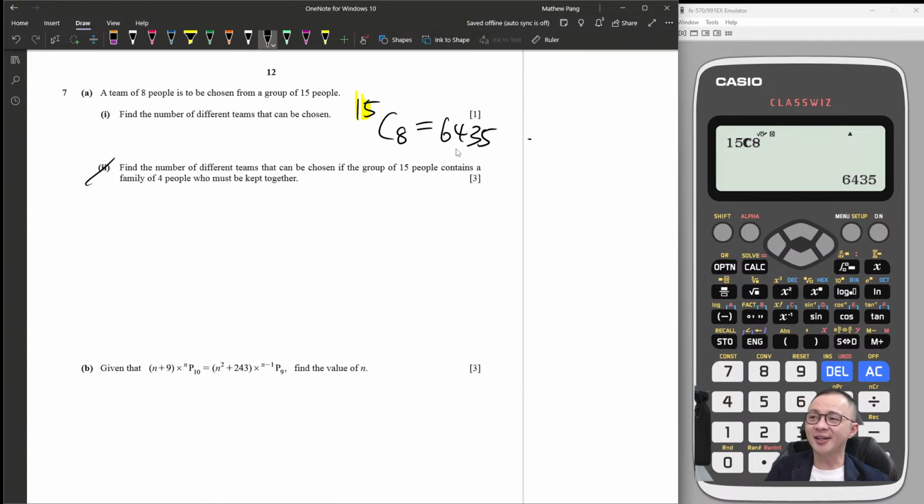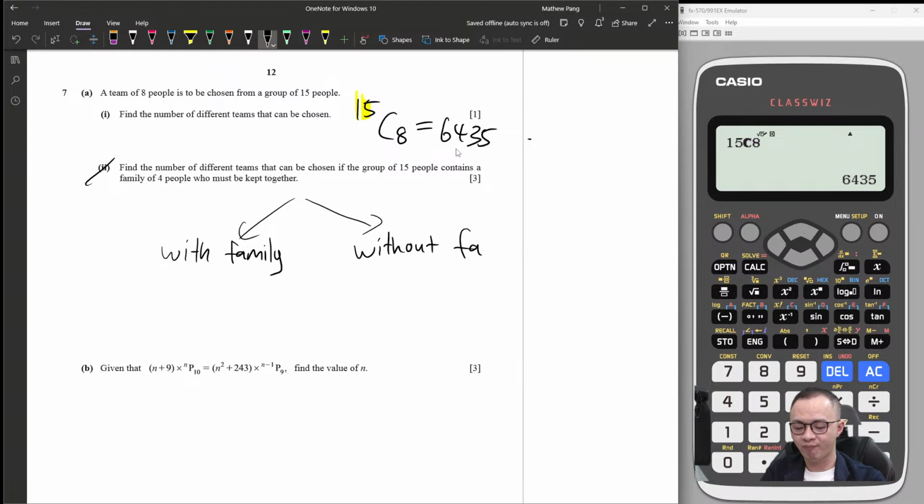Then the next question, they say find the number of different teams that can be chosen if the group of 15 people contains a family of 4 people who must be kept together. Okay, so right now you want to choose 8 people. First choice is with the family, because they must be together, right? Second choice is without the family. In these 15 people, I will separate them out. We have 4 family members, I'm going to call it FM, family member. And then we still have 11 normal people, isn't it?